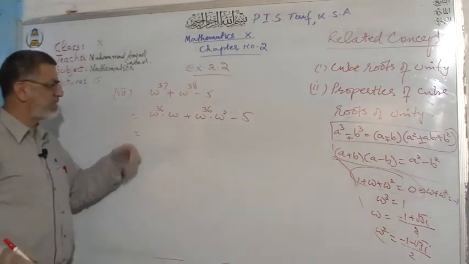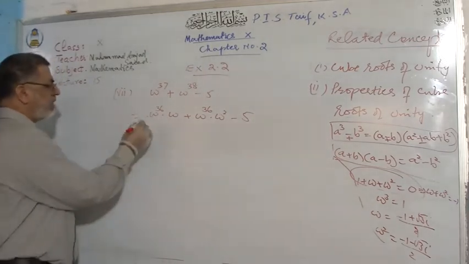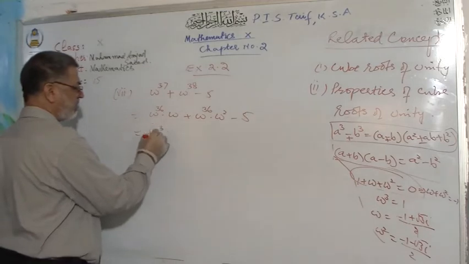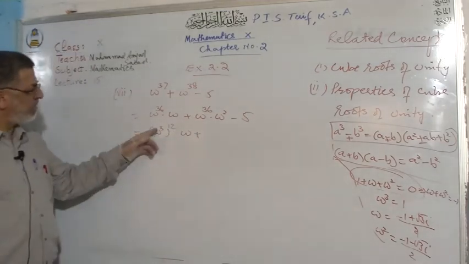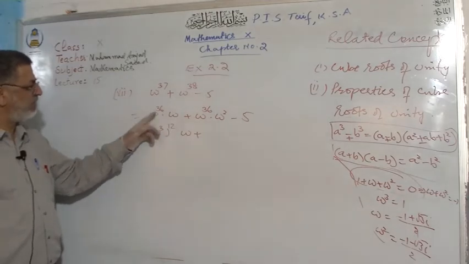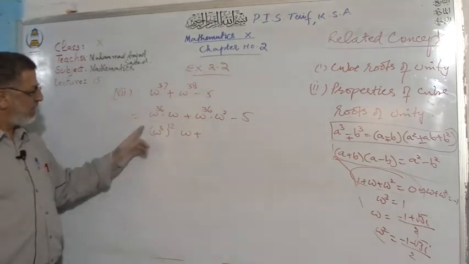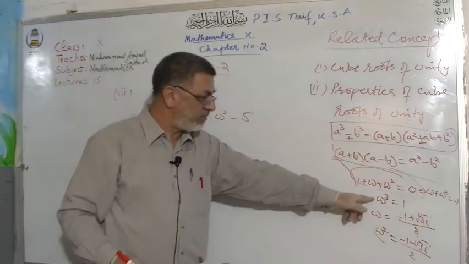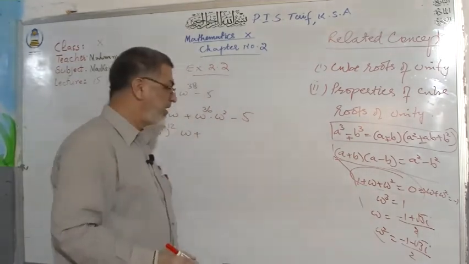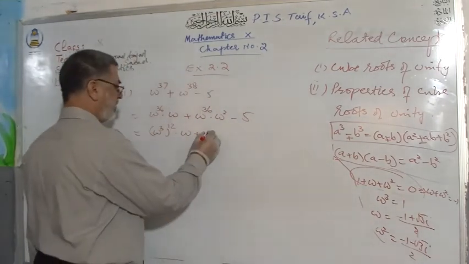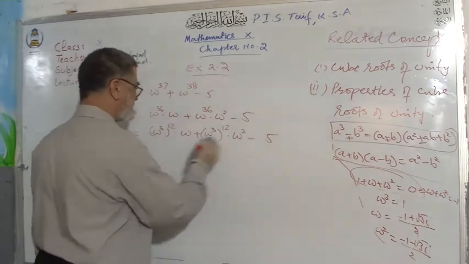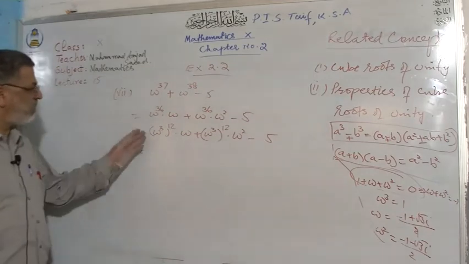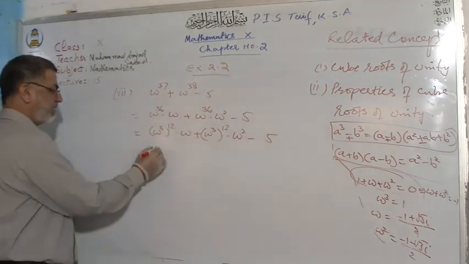Break down these powers. You know what about omega 36? Omega cube power 12, that is 12 times 3 is 36. I have told you that we have to convert this into omega cube shape. Here omega cube 12 into omega square minus 5. Now what about omega cube value? That was 1.